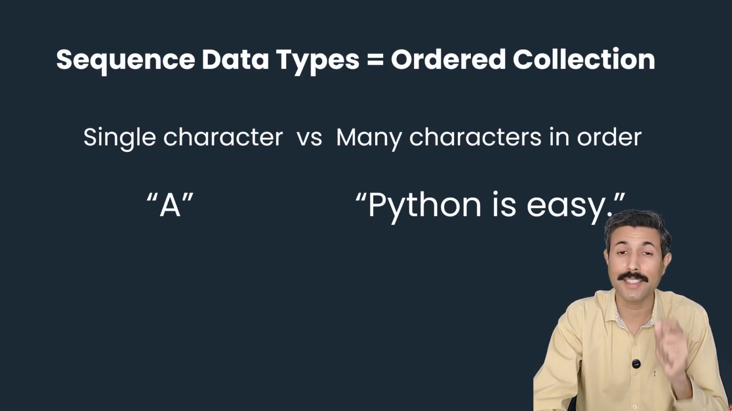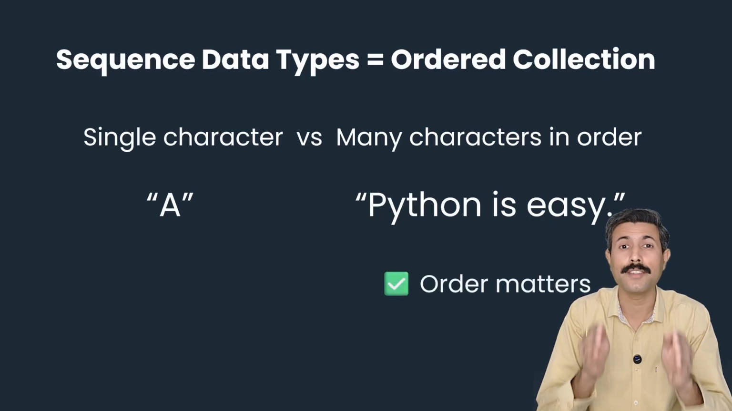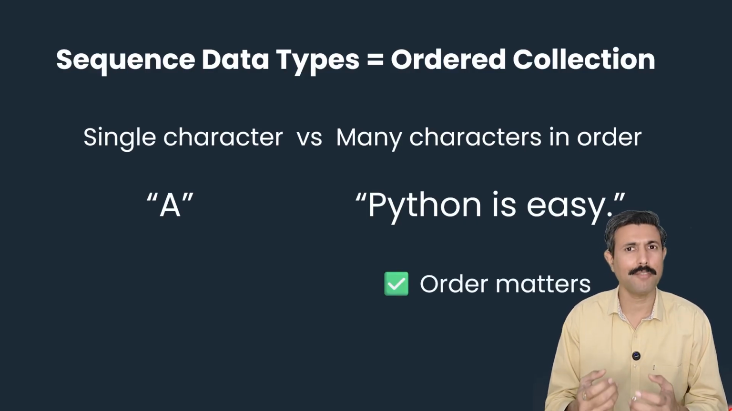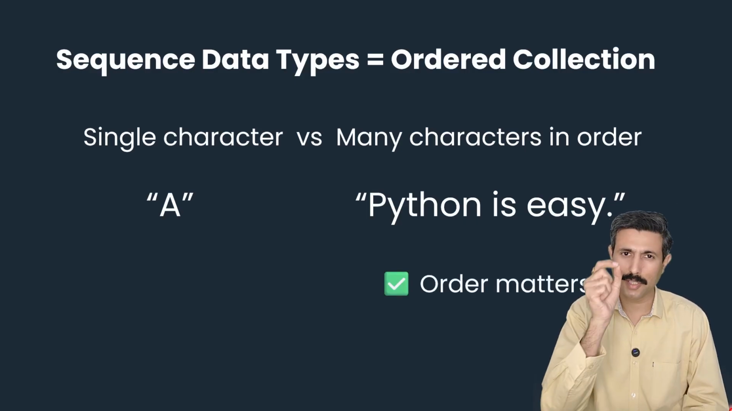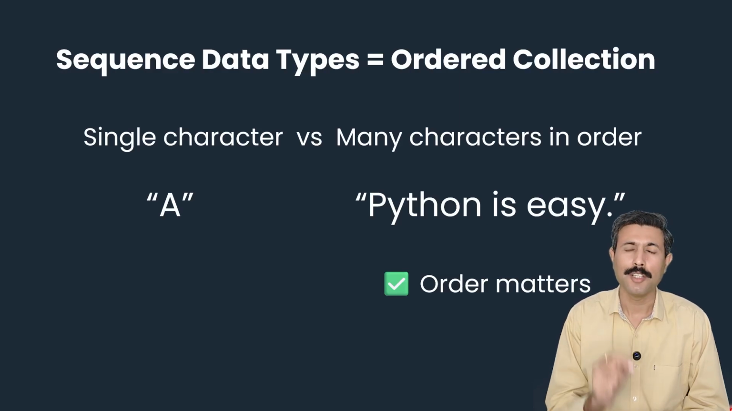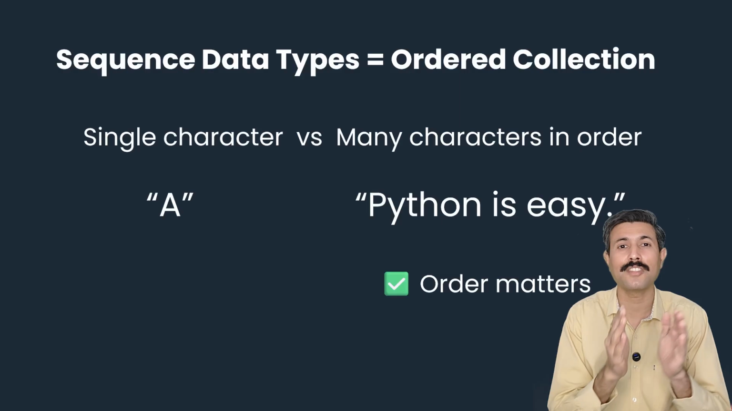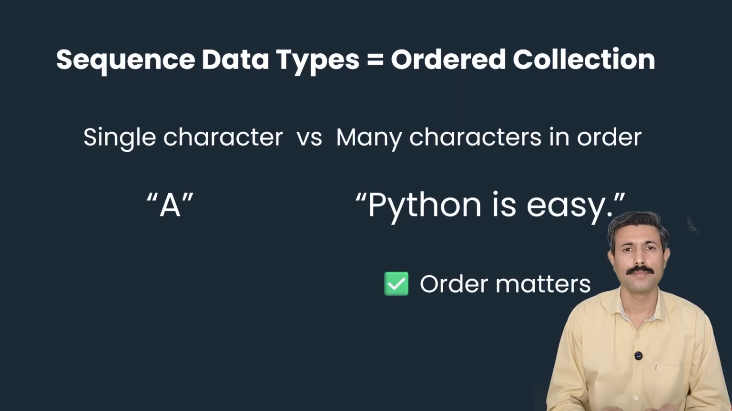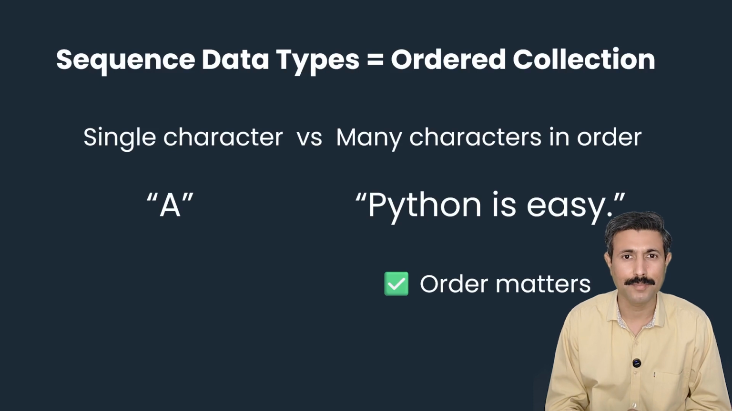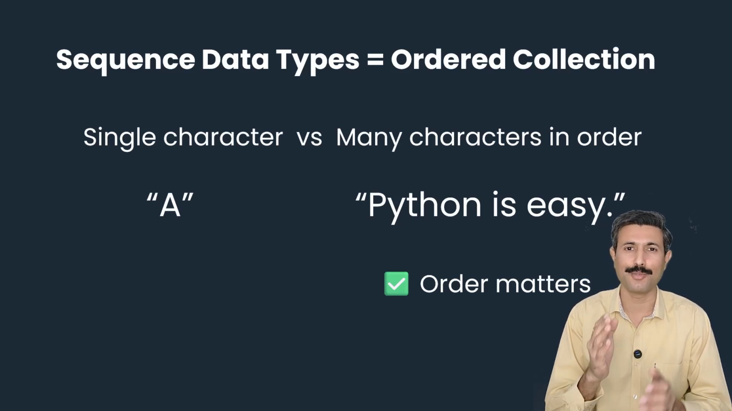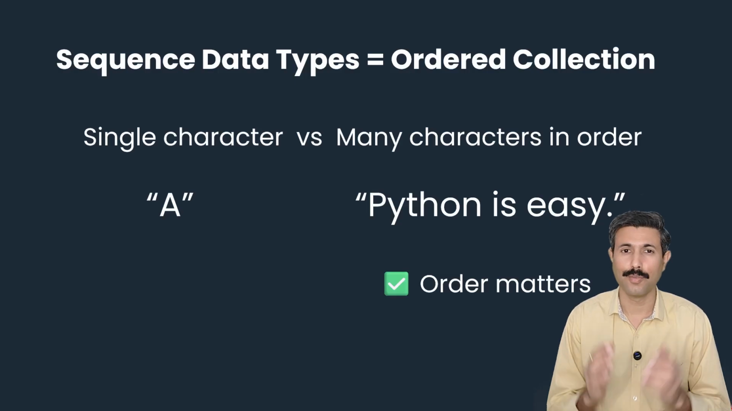So from this it is clear that order really matters, and that is why in Python whenever we store multiple values in a particular order, we use something called a sequential data type, or sequence data type. In this video we are going to learn what a sequential data type is, what data types Python offers, and the most important thing, how to use them. So without wasting time, let's get started.